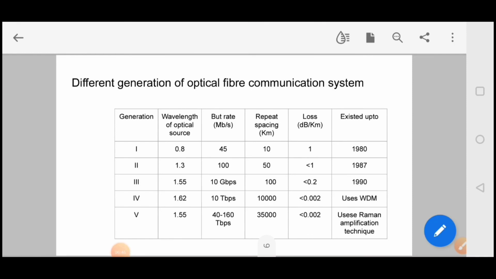In the next video, we will cover the modes of optical communication and single and multi-mode optical fiber. So stay tuned. Thank you.